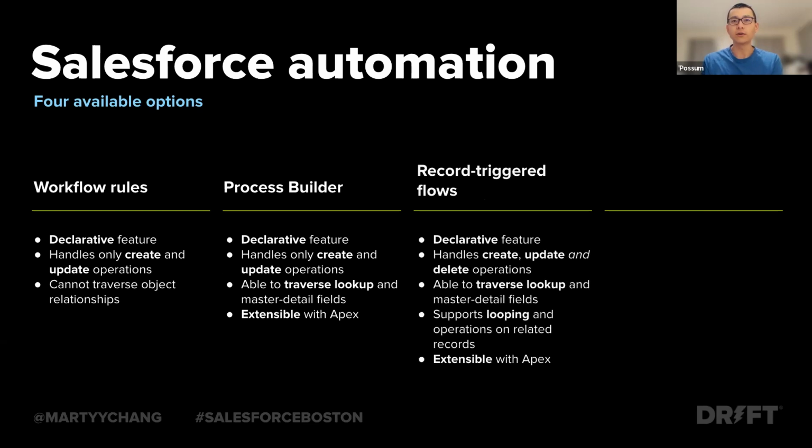Record trigger flows are the next evolution. Under the hood, I think we probably all know that Process Builder is a flow, and record trigger flows are obviously flows. So a lot of things that Brock talked about with working with flows will apply very well to record trigger flows. The main difference here is that it handles delete operations, which basically gives you full control over the DML lifecycle for a record. It's able to traverse lookup and master detail relationships.